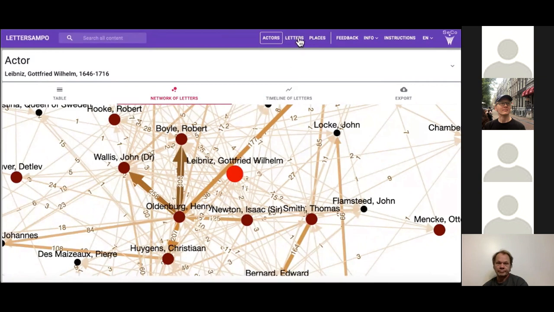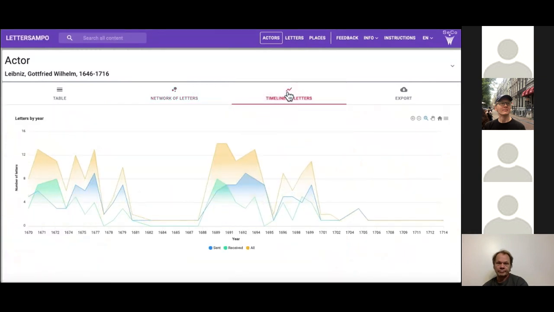The next tab illustrates the number of letters on a timeline, where we can observe that the data is based on letters from two periods, the first one in the 1670s, and the second in the 1690s. This could indicate to the collection manager that letters in between may be missing.